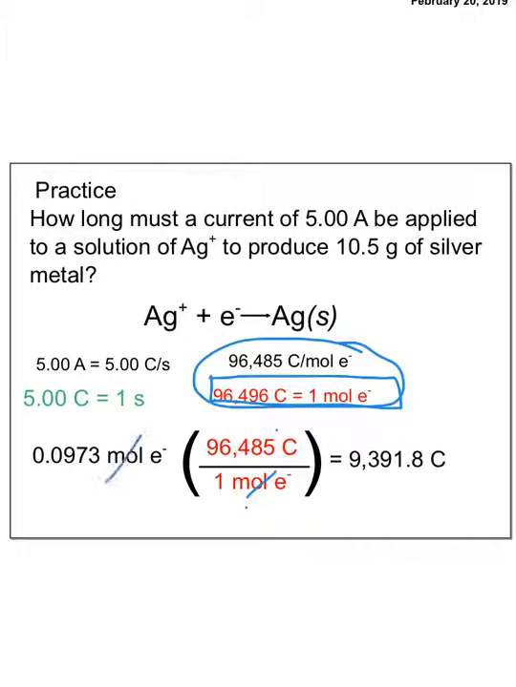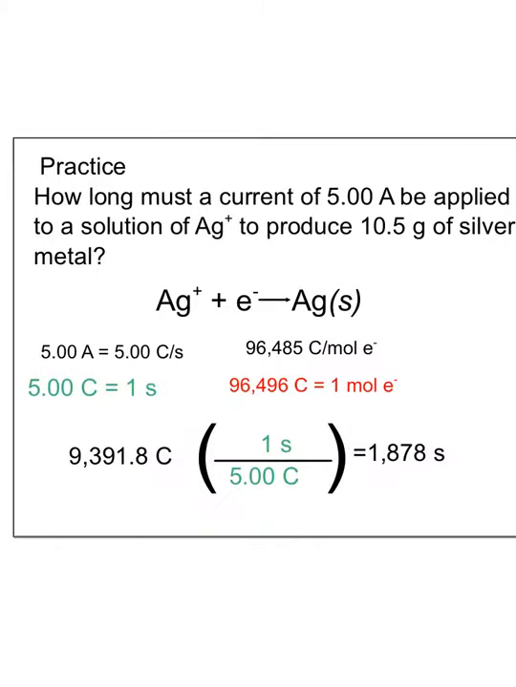So moles of electrons will cancel when I multiply by this fraction, and now I have 9,391.8 coulombs. So last step is we're going to use the current that was given, that it was 5 amps, or 5 coulombs per second. So 5 coulombs is equal to 1 second.